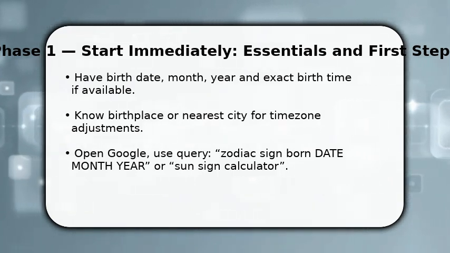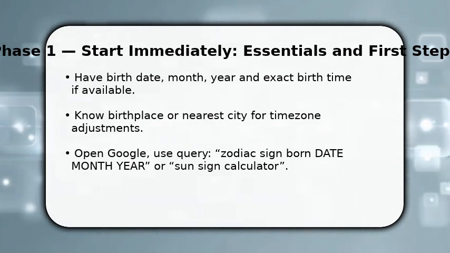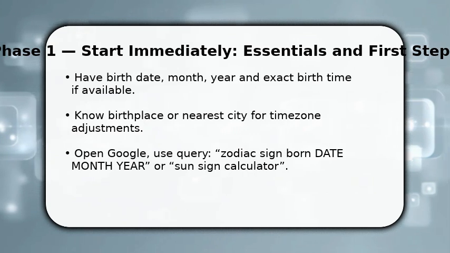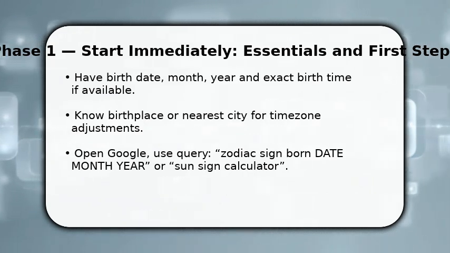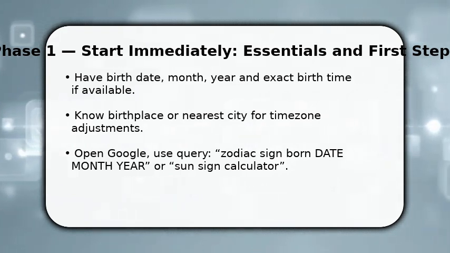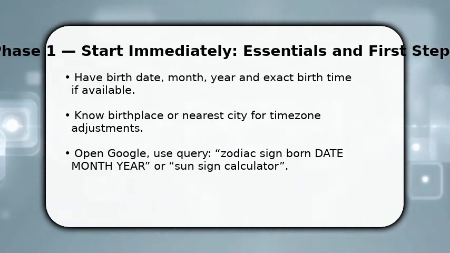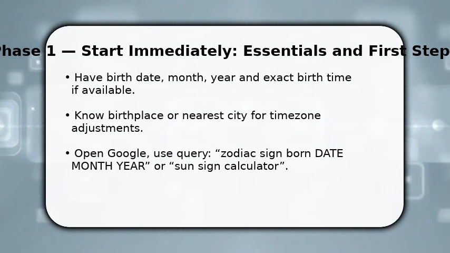You begin by gathering the essentials: your birth date and, if possible, the exact birth time and birthplace. This matters for rising signs. Once done, open Google and type a focused query like "Zodiac sign born 14 March 1990" or "Sun sign calculator." Make sure to use full date words, not just numbers. This helps Google return astrology tools rather than unrelated pages. Click a calculator or a reputable astrology site in the results.